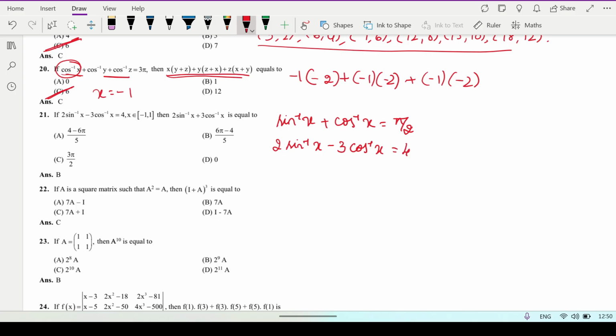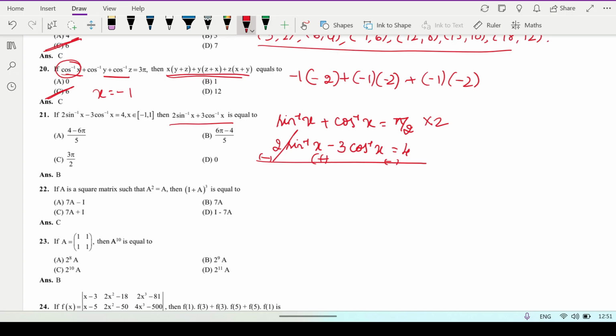Now simplify these two equations as we do for linear equations and get the value of sin inverse x as well as cos inverse x and substitute the values in the given question. You will get the answer. Okay. Now let us solve it. Multiply first equation by 2, then it will be 2 sin inverse x. We have to subtract these two equations. So 2 sin inverse x will get cancelled.